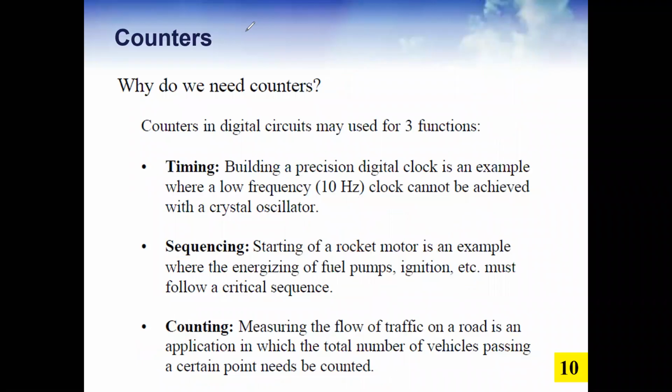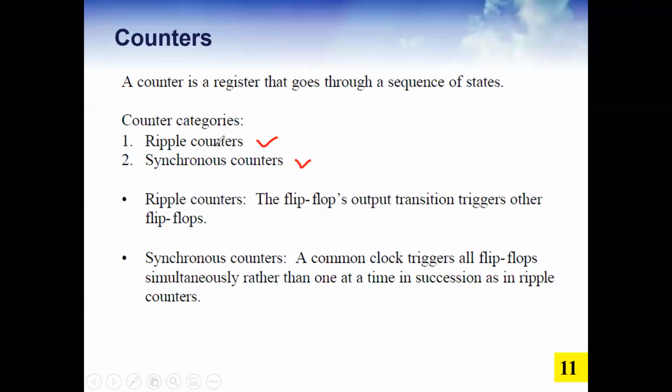All right, now see next, what are the types of counters? Counters are basically broadly two types: ripple counters and synchronous counters. Ripple counters are also called asynchronous counters. This is called a synchronous counter. The example which I just gave you for the registers also was synchronous. Synchronous means a common clock triggers all flip flops.